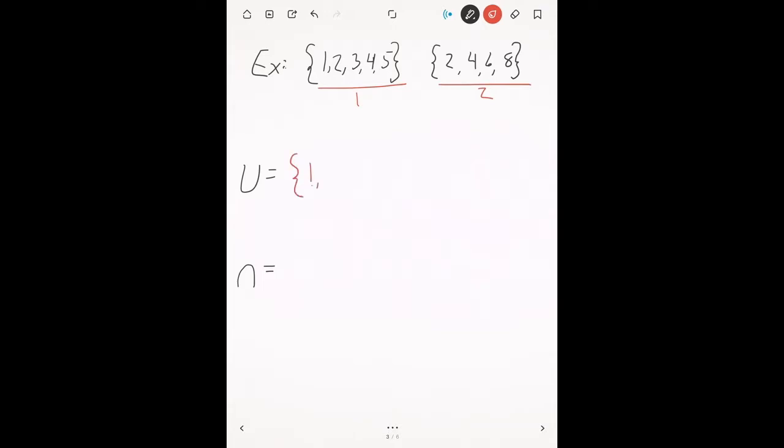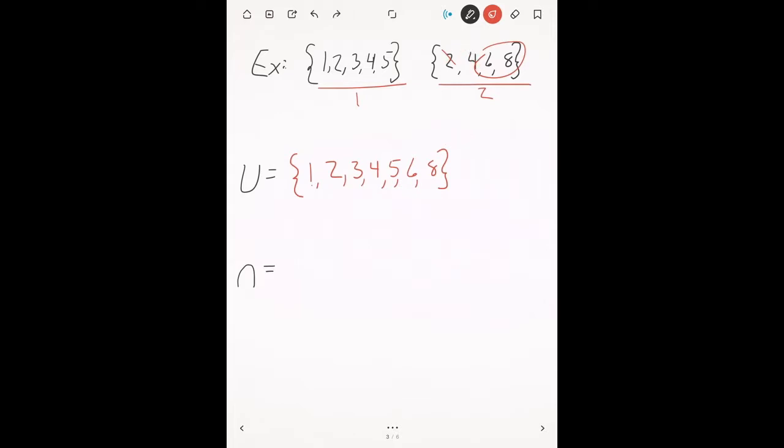So 1, 2. 2 is actually in both sets. I don't need to relist 2. Same thing with 4. Sets really just need to have the element listed once. We don't ever double list an element. So I've listed 1, 2, 3, 4, 5, and I've made sure to include 6 and 8. I don't need to double list 2 and 4. So this set has every element from the other two sets in it. This set is the union.